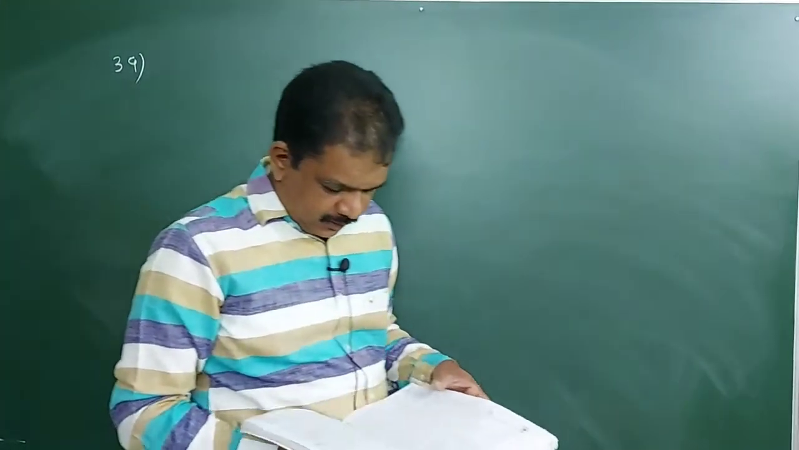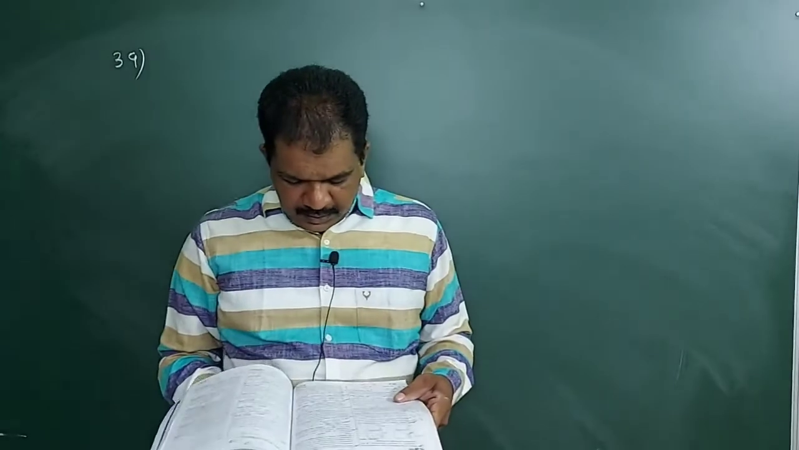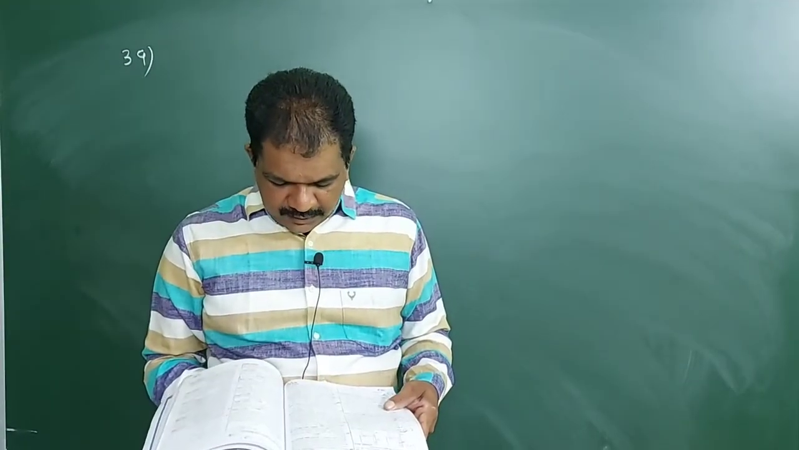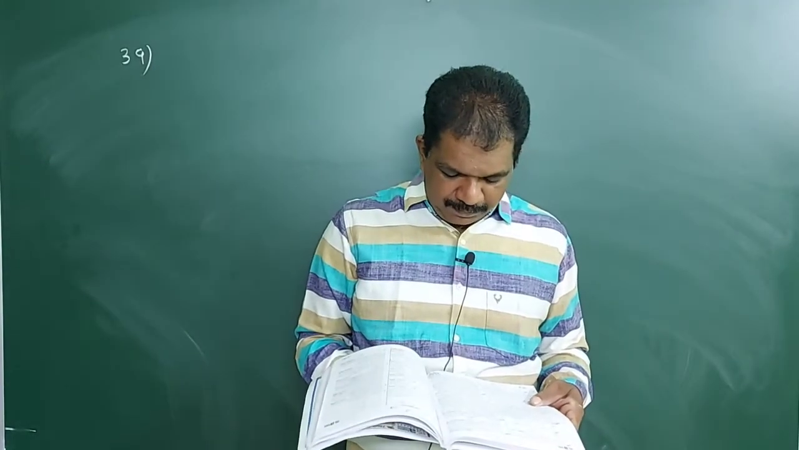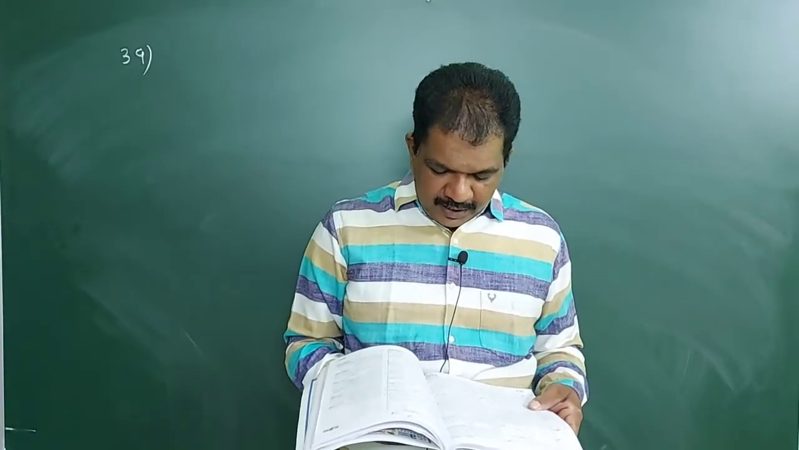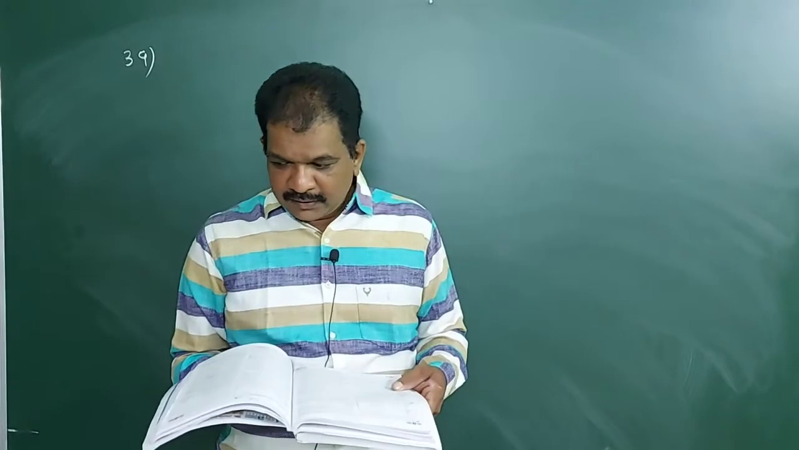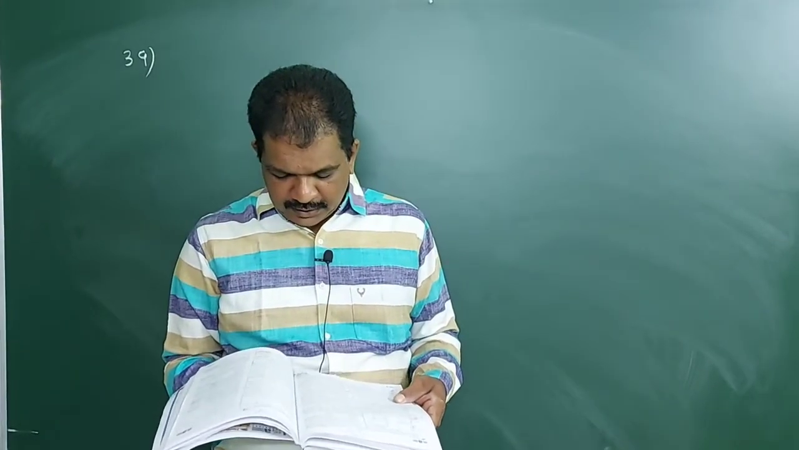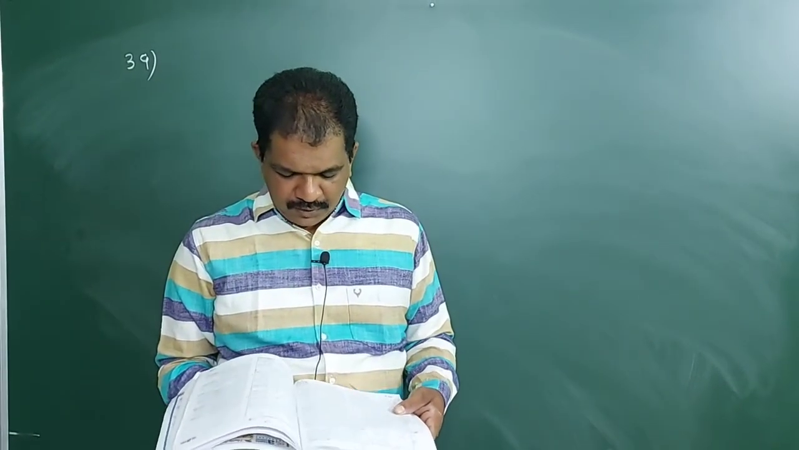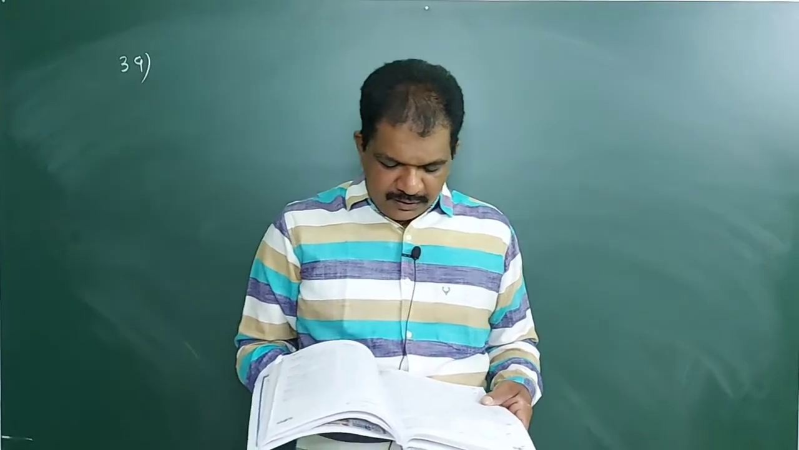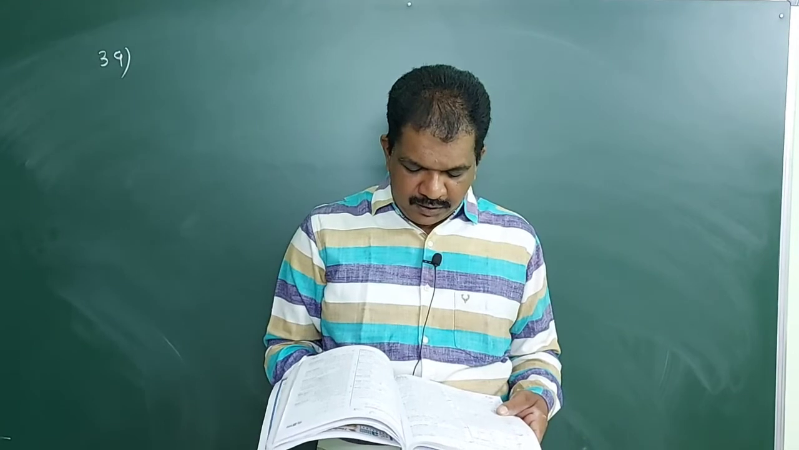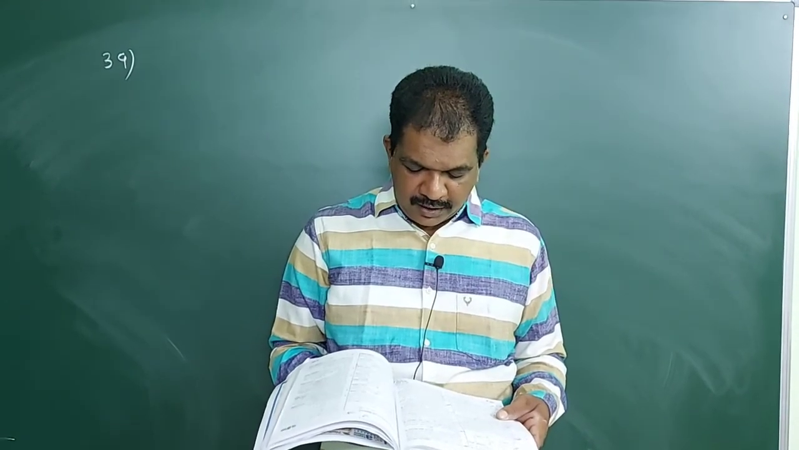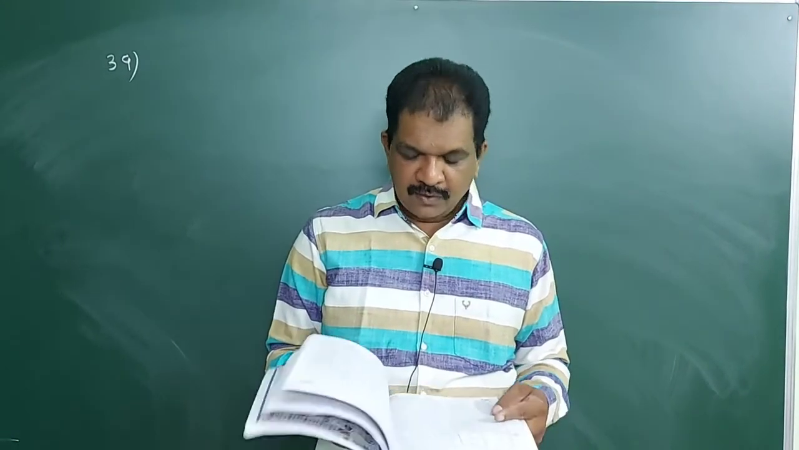What they are asking. An electron of mass m with initial velocity v naught i cap enters an electric field E bar equal to minus E naught j cap. If lambda naught is its de Broglie wavelength initially, then its de Broglie wavelength at time t will be how much?